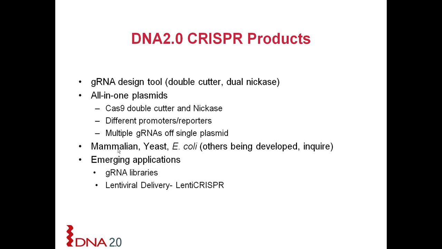We have products around mammalian cells and yeast as we speak. We have E. coli pretty close to being released and other products being developed on a case-by-case basis for any host. Definitely inquire if you have interest in that. And in terms of emerging applications, we're working on some guide RNA library tools and lentiviral delivery. Okay, so that's all I have, and I'll open up for questions now.